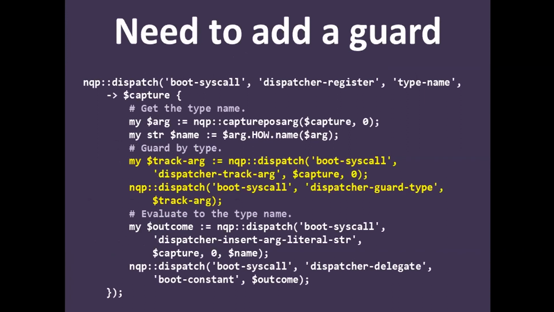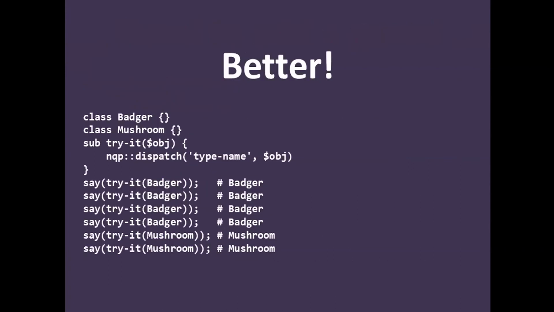Well, the other important piece of dispatchers is guards. And here we take the capture, we say, I want to track the 0th argument, and then we send it into a guard function. And what this means is this dispatch program is only valid if the type matches the one we observed when recording it. And that is enough to fix it.